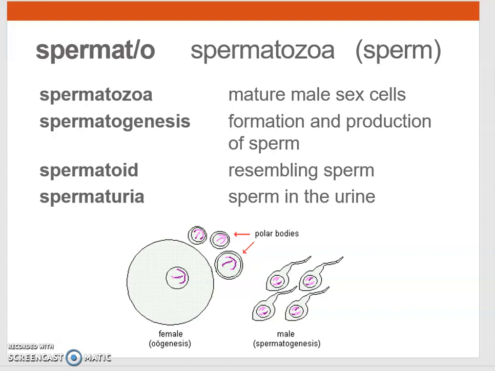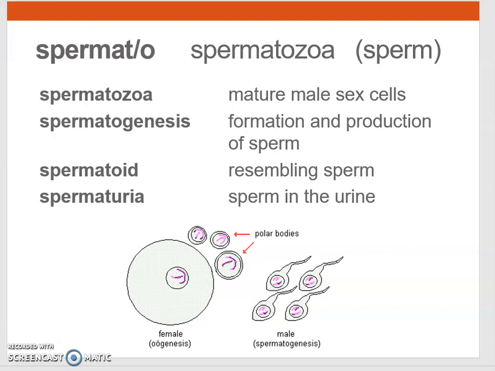So here we are back at the gametes again. And once again, we're still talking about the male reproductive system. So just some quick words in a combining form. Spermatozoa, of course, is our word for sperm. Spermato is the combining form. We already covered this, but we're just going to review it quickly. Spermatozoa is a mature male sex cell.